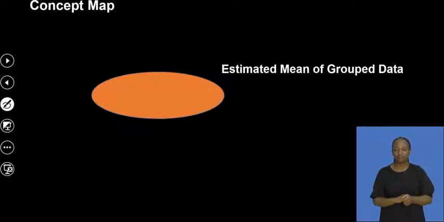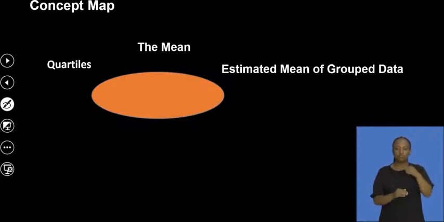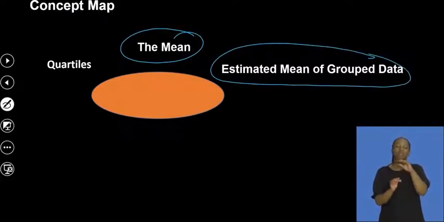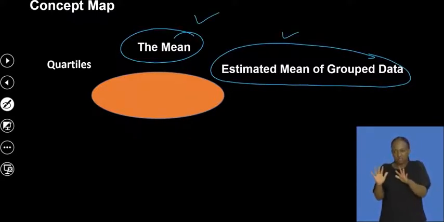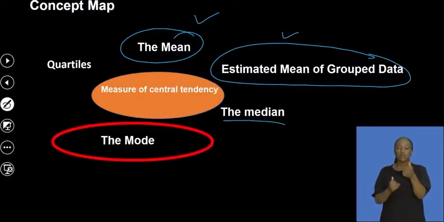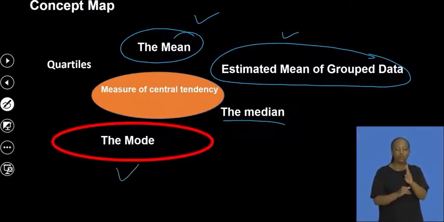Now, we've looked at the estimated mean. We still look at quartiles. We looked at the actual mean. We looked at the estimated mean. And think about what is different between the two. Which one will you take, the estimated mean or the actual mean of raw data? We'll look at the median. We'll look at the mode. Now we're going to focus on the mode.